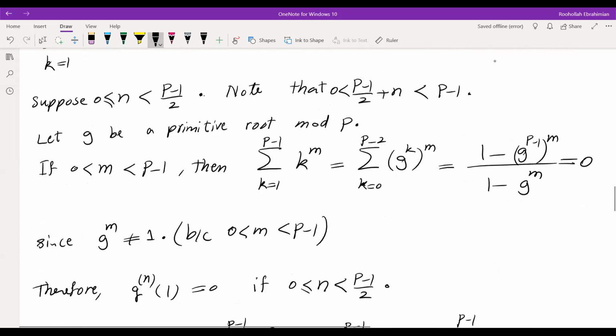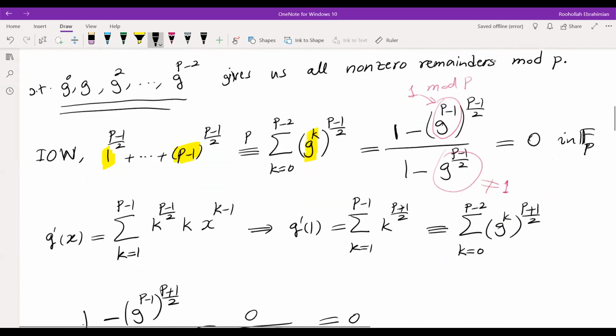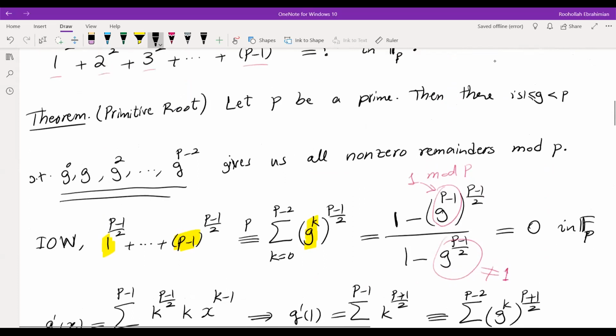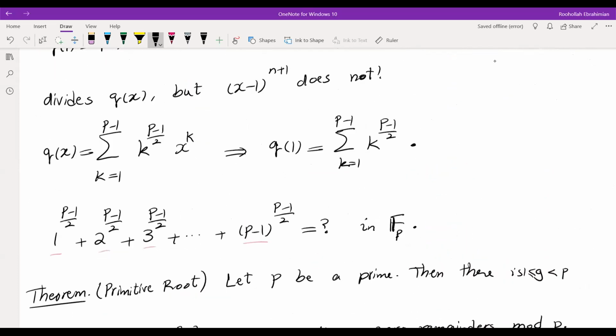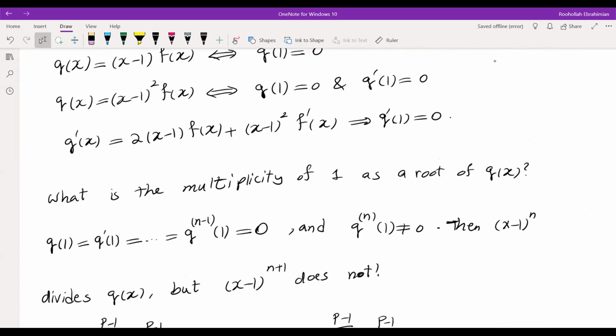So again, there are 2 points in this solution. The first one is, what does it mean to find the largest power of x minus 1 dividing a polynomial? It means you're trying to find the multiplicity of that root, which means you have to plug the root 1 into the polynomial and into its derivatives until you get something that is non-zero.